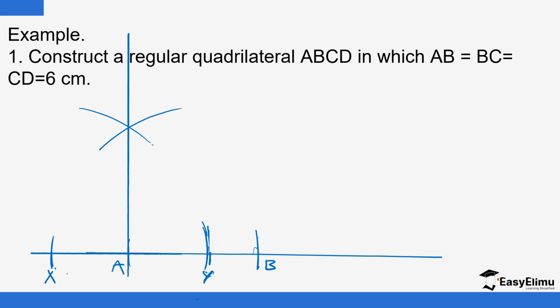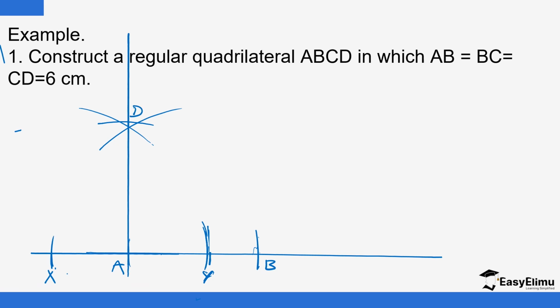So you measure 6 centimeters again. So using A as the center and a radius of 6 centimeters. So I'll have to adjust my radius to 6 centimeters. So use now A as the center. So you make an arc. So you see already we have our D.